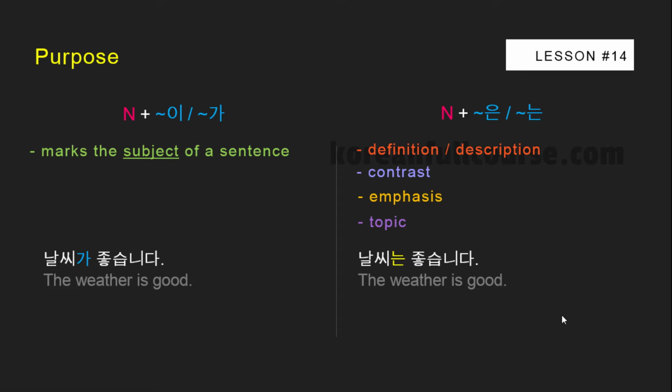Imagine you woke up in the morning, looked outside, and you saw that the weather was good. So you can say 날씨가 좋습니다. You're not trying to compare the weather to anything else. You just give information. Now, imagine you just moved to another country and your friend is asking you, how's the country? You can say 날씨는 좋습니다, which would mean that comparing to some other things, maybe food or transportation, the weather is good. You emphasize the weather.